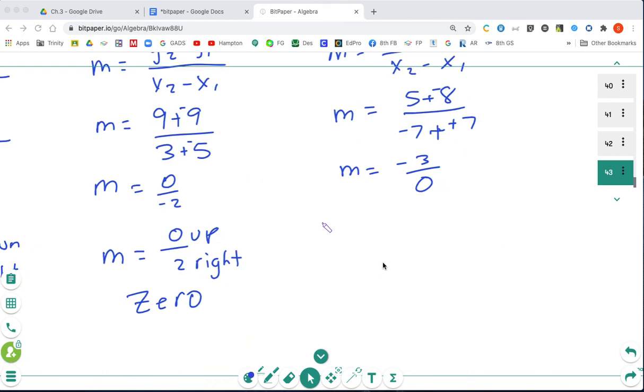So our slope here, if the negative number is in the numerator, it means that we are going down. And we're going 0 to the right. Now, this is called an undefined slope. And now you know the 4 types of slopes and how to use the slope formula.